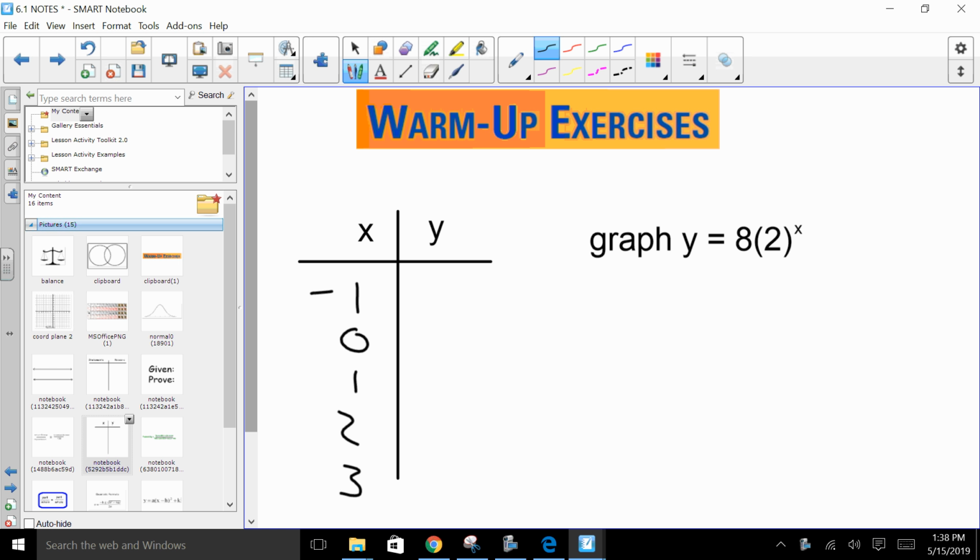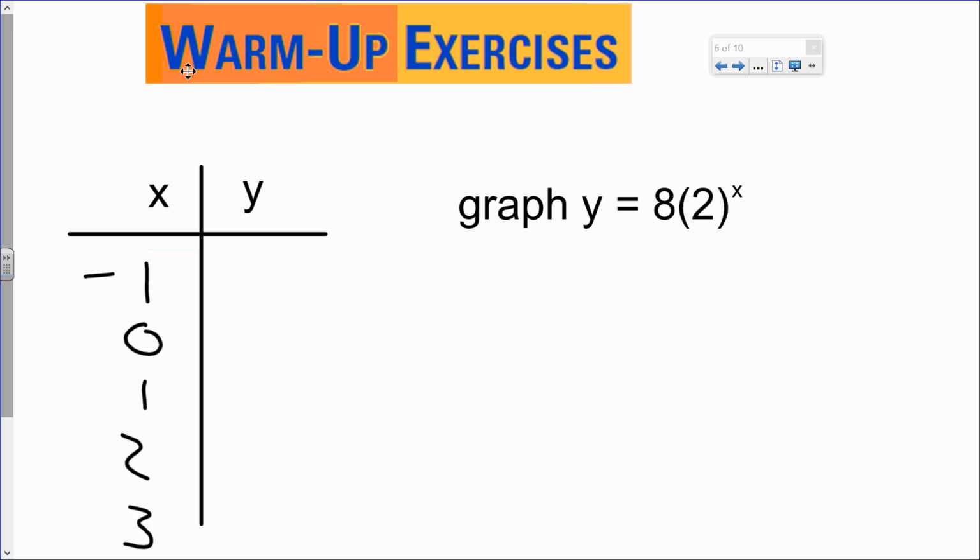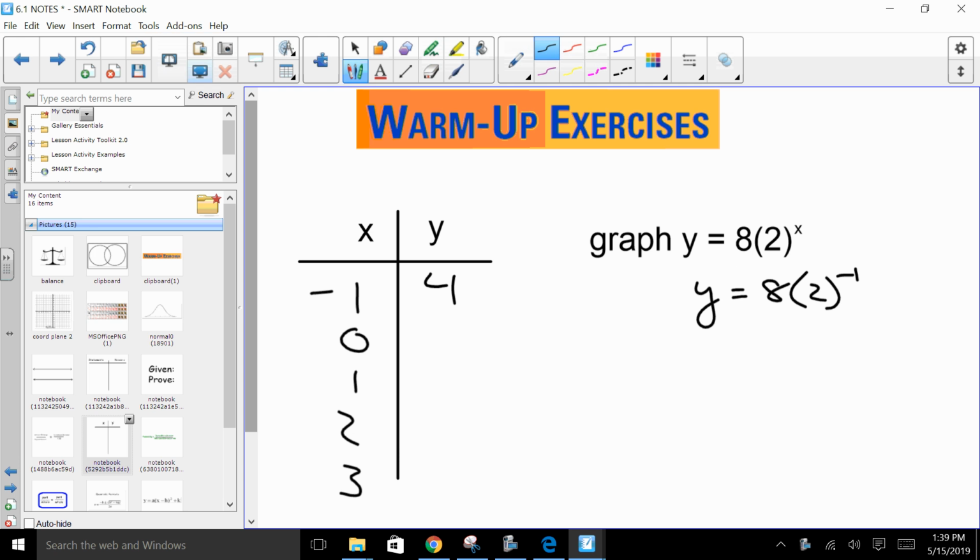When x is negative 1, y becomes 4. Very nice. All you got to do, if you don't know how to deal with negative exponents, check it out. All you got to do is type this in your calculator. Look at 2 to the negative 1 power. Let me do it right here for you. Watch this.